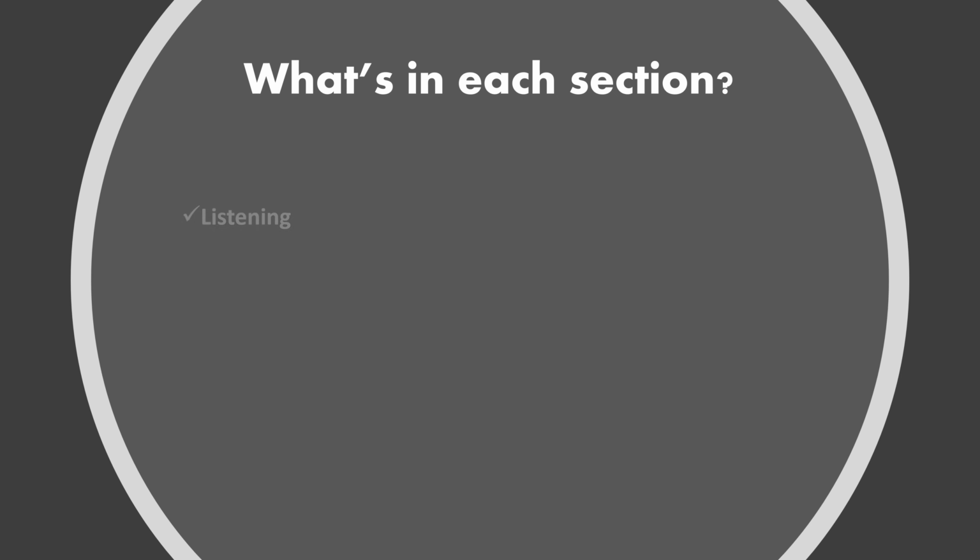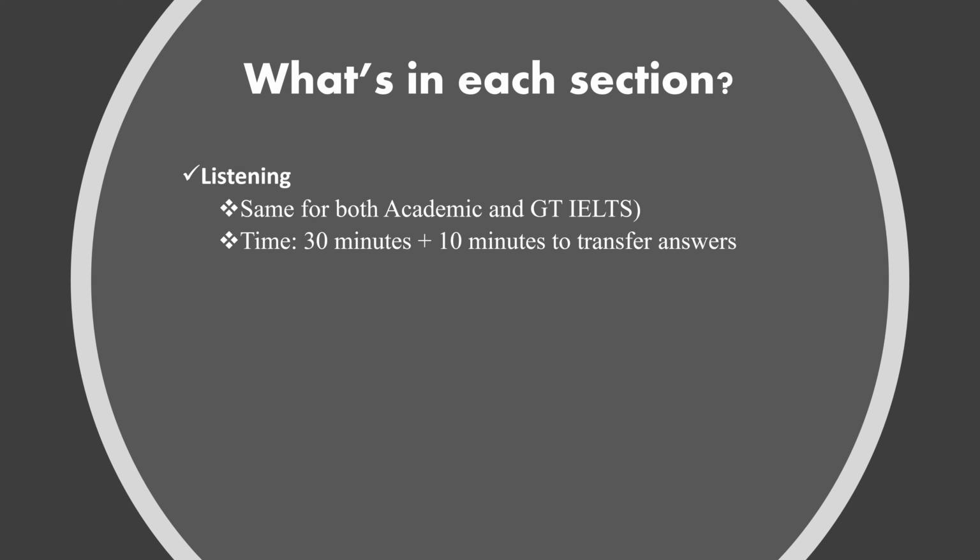Now let's talk about the listening section. Listening is the first test and it is the same for both academic and general training IELTS candidates. Total time for listening is 30 minutes and 10 minutes extra time is provided to transfer answers from the question booklet to the answer sheet. There are 4 sections of the listening test and each contains 10 questions. In the listening test, recordings are in the order of difficulty. That means the fourth section is more difficult than the first, second and third sections.